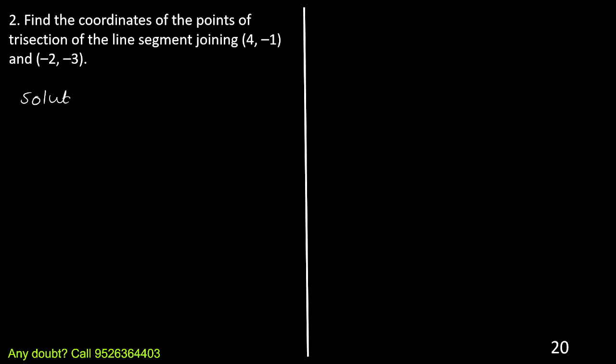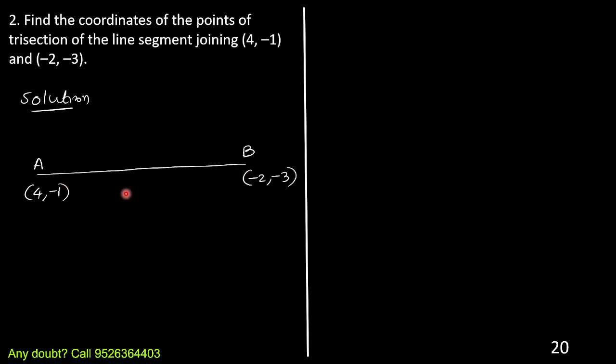Let us draw a rough picture. We have a line segment AB. The coordinates of A are given as (4, -1), and the coordinates of B are (-2, -3). Is that okay? Trisection. What do you mean by trisection?